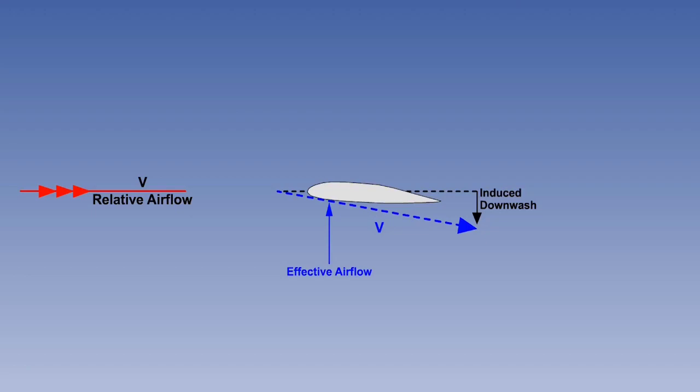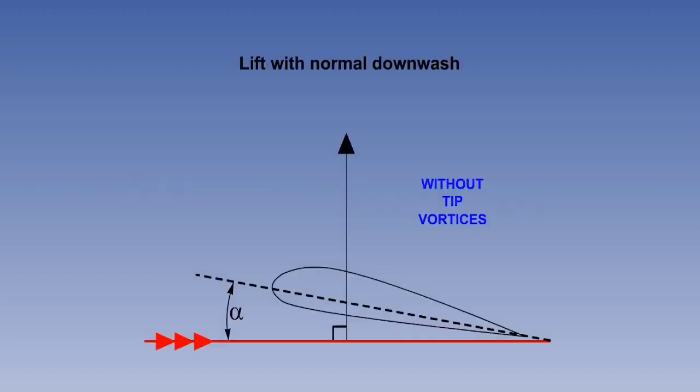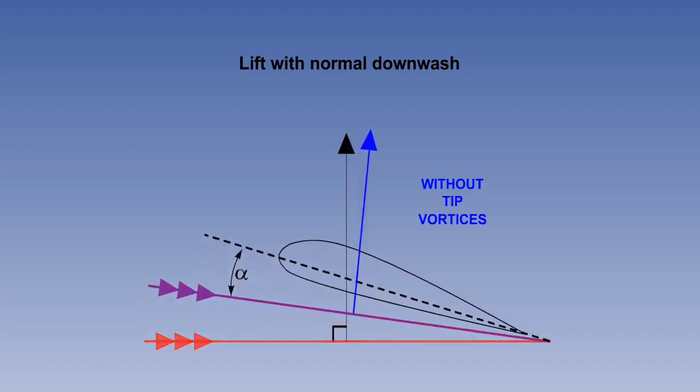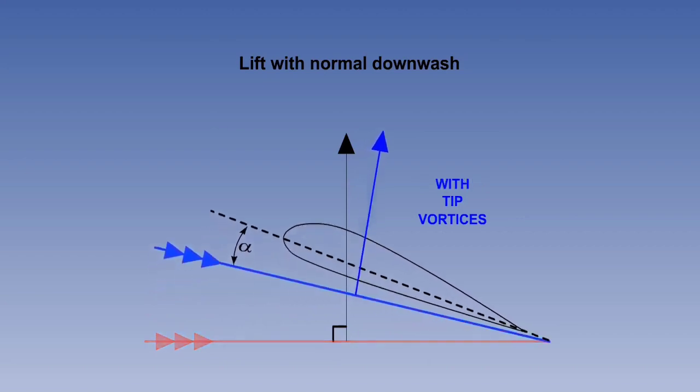To replace the lift lost by the increased downwash, the aircraft must be flown at a higher angle of attack. If the vortices were absent, the lift vector would be at a right angle to the free stream relative airflow. But, with the effective airflow created by the vortices, the lift vector is tilted back and creates drag, known as induced drag. The stronger the vortices are, the greater is the induced drag.